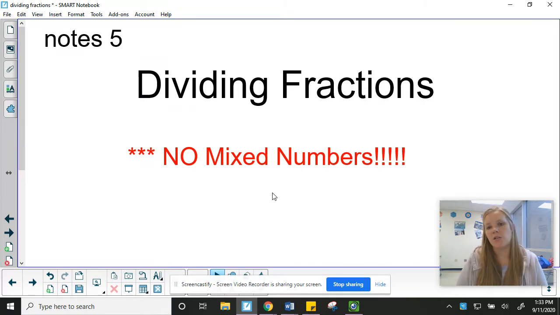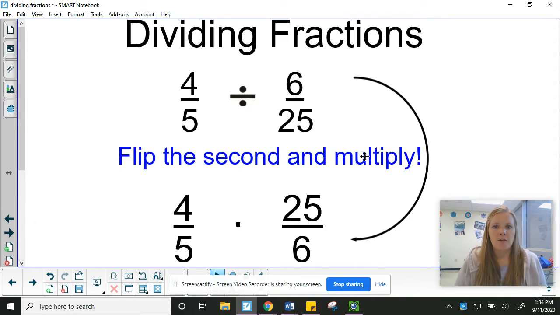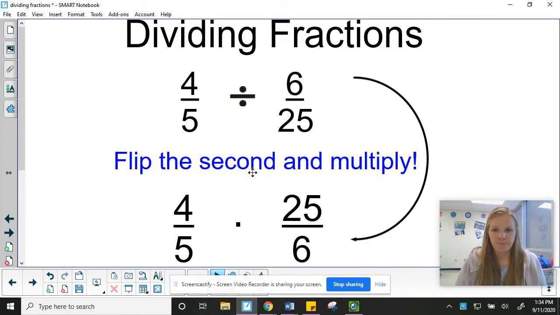Some students try to do some work first and then change them, and that's not okay. The first thing you have to do is get rid of all mixed numbers by making them improper fractions. And then the cool thing about dividing fractions is that there's just one step here in blue. You have to flip the second and multiply.